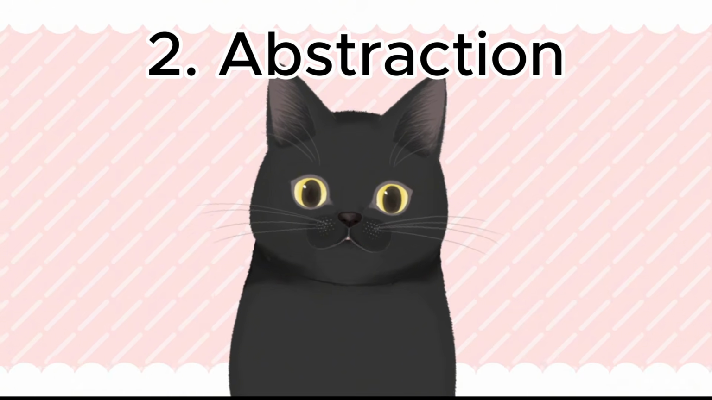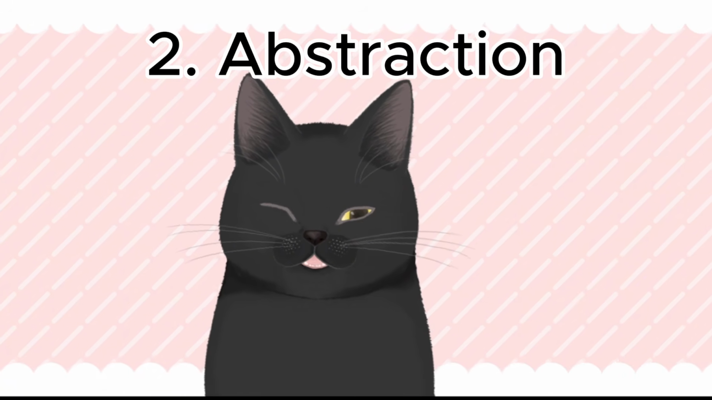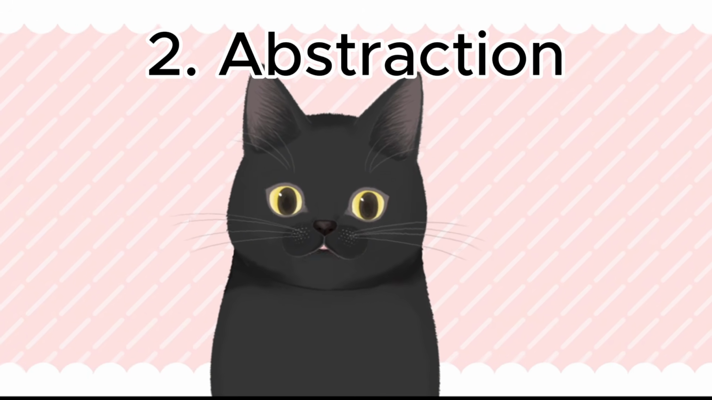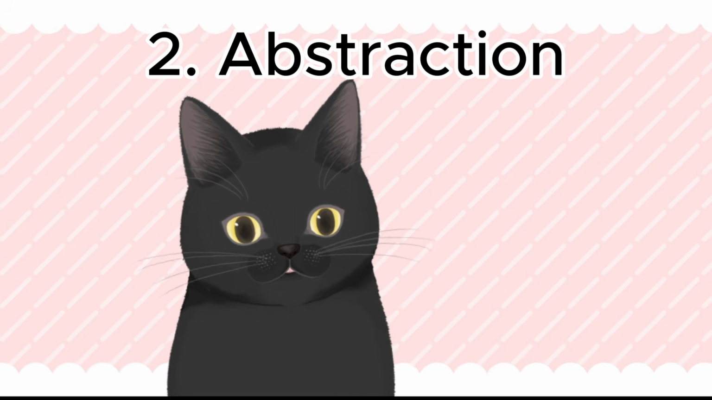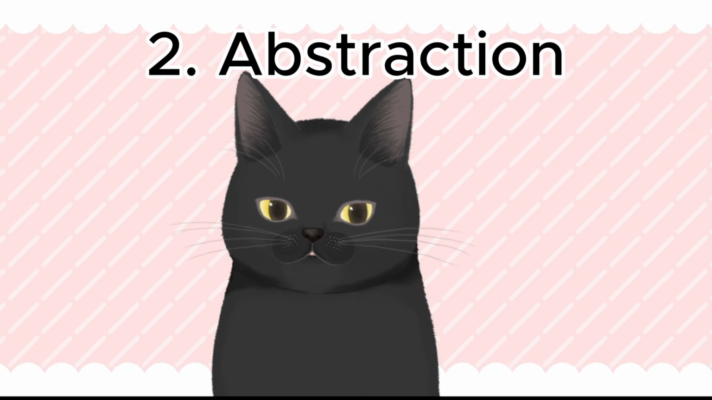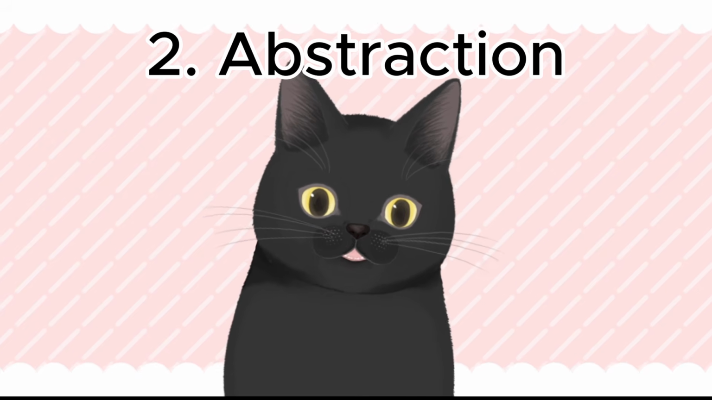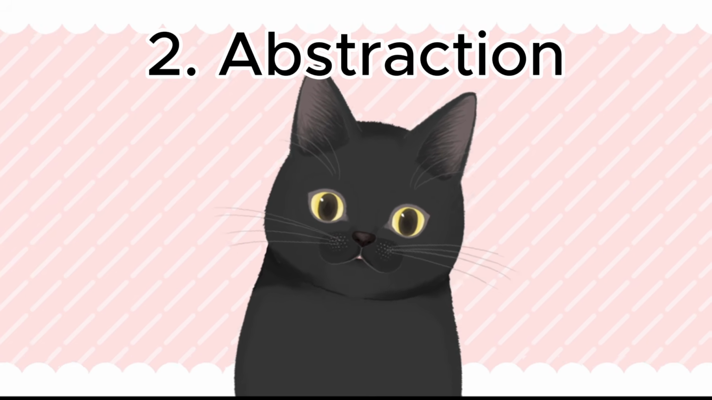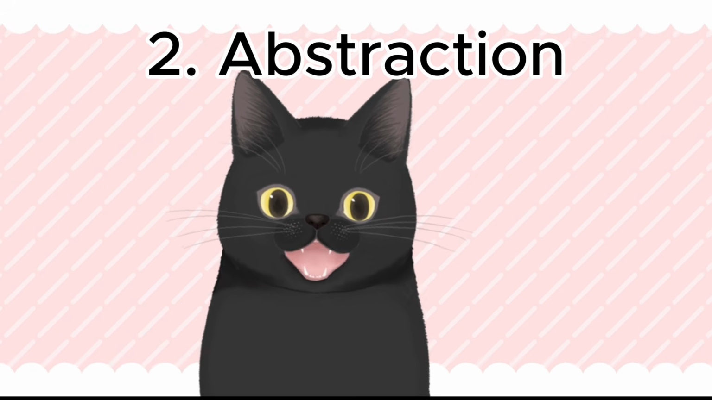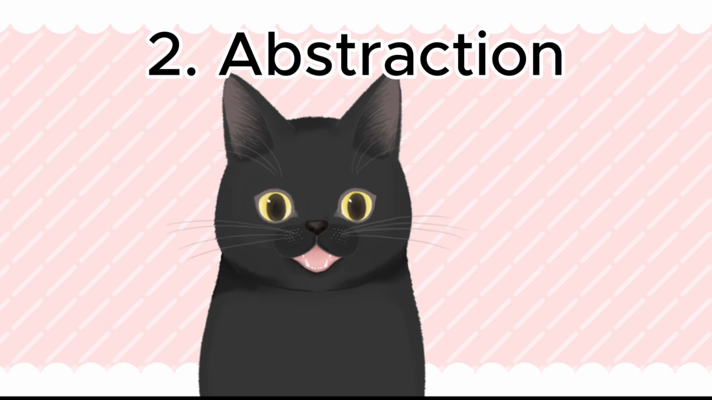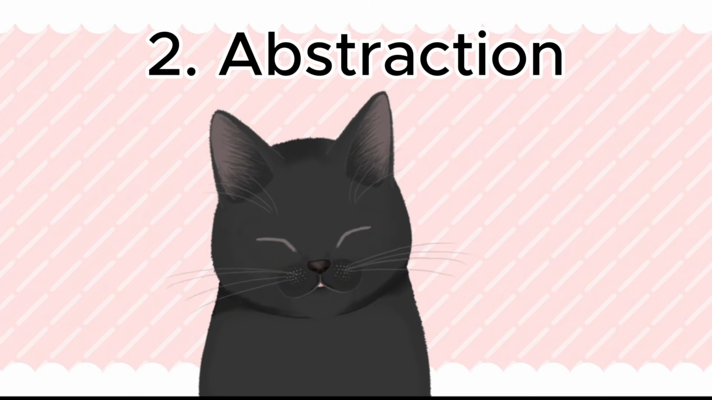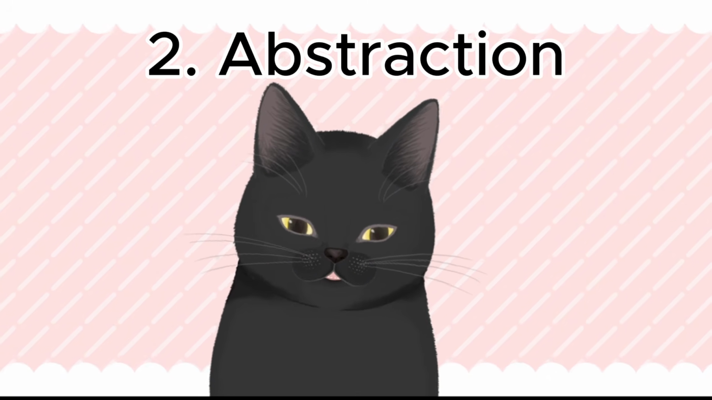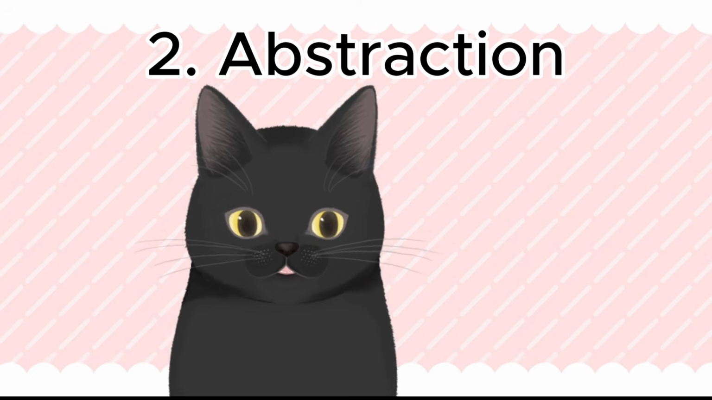Second, abstraction. Hide unnecessary details. You only see what matters. Like driving a car, you don't think about combustion engines or fuel injection. You just press the pedal. OOP lets you focus on what something does, not how it does it.